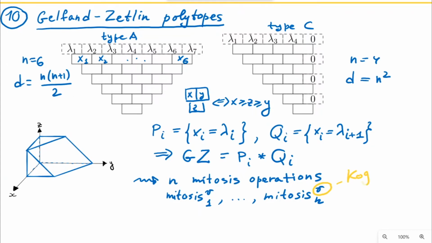x1 is equal to lambda 1, x2 is equal to lambda 2, and every coordinate is equal to its left upper neighbor. This is in type A. In type C, this is more intricate, namely in the first row we again have equations pointing to northwest, but in even rows we have equations pointing to northeast. So we have kind of zigzag paths here. And this definition of Kogan vertex is from Fujita's paper.